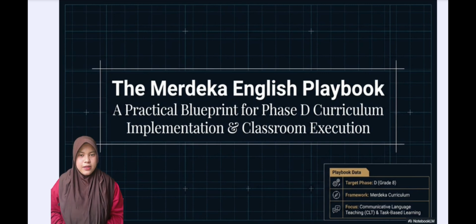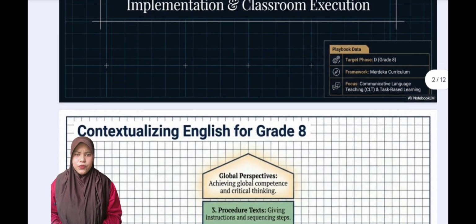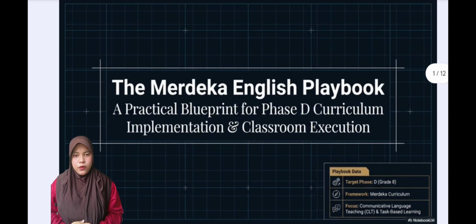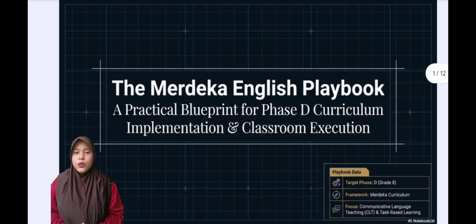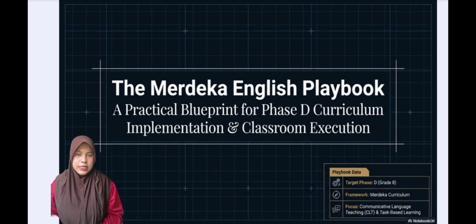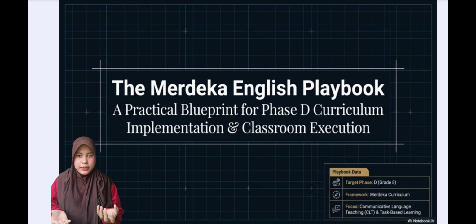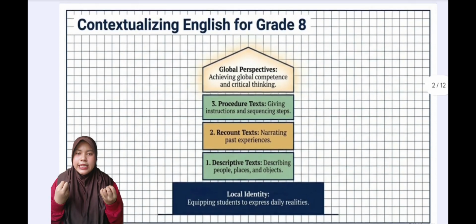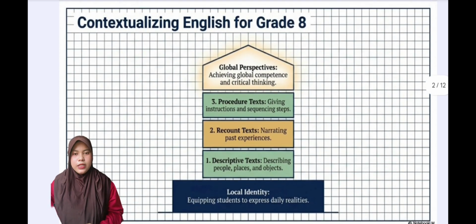Before we discuss strategies, it is essential to first understand why and how English is positioned for grade 8 students. This model is built upon two foundational pillars. The first is local identity, equipping students to express their everyday realities in English. The second is global perspectives, building global competence and critical thinking skill. To achieve both, three texts are selected in a deliberate scaffolded sequence.